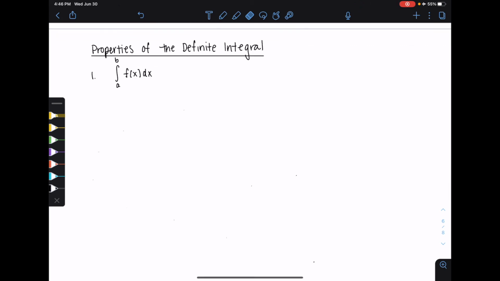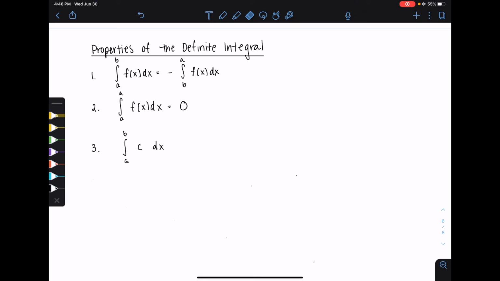The first property is exactly this. If I find the area under a curve from A to B of a function, it's the exact opposite of the area under the curve from B to A. So you're tracing it out in the opposite direction. If I find the area under a curve from A to A, that has no area.